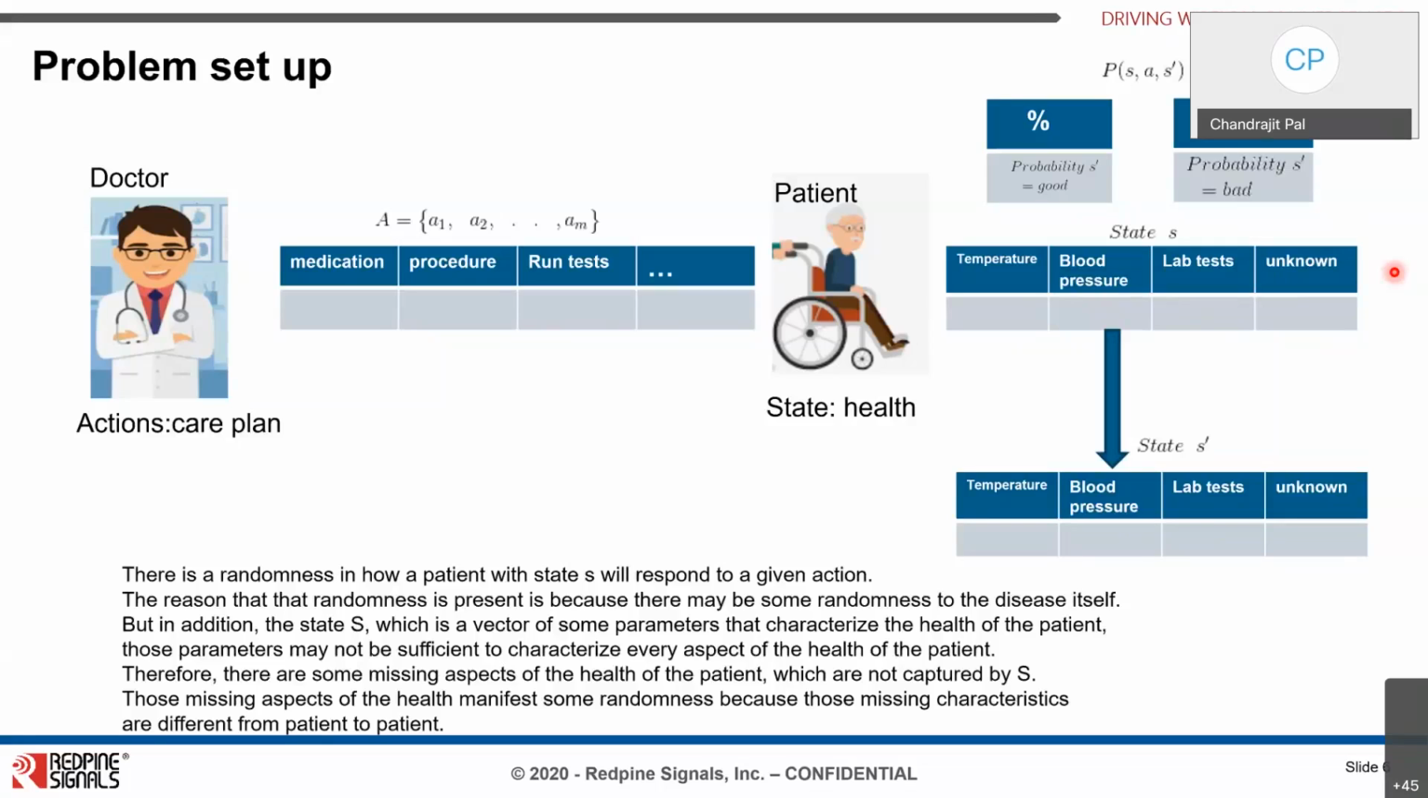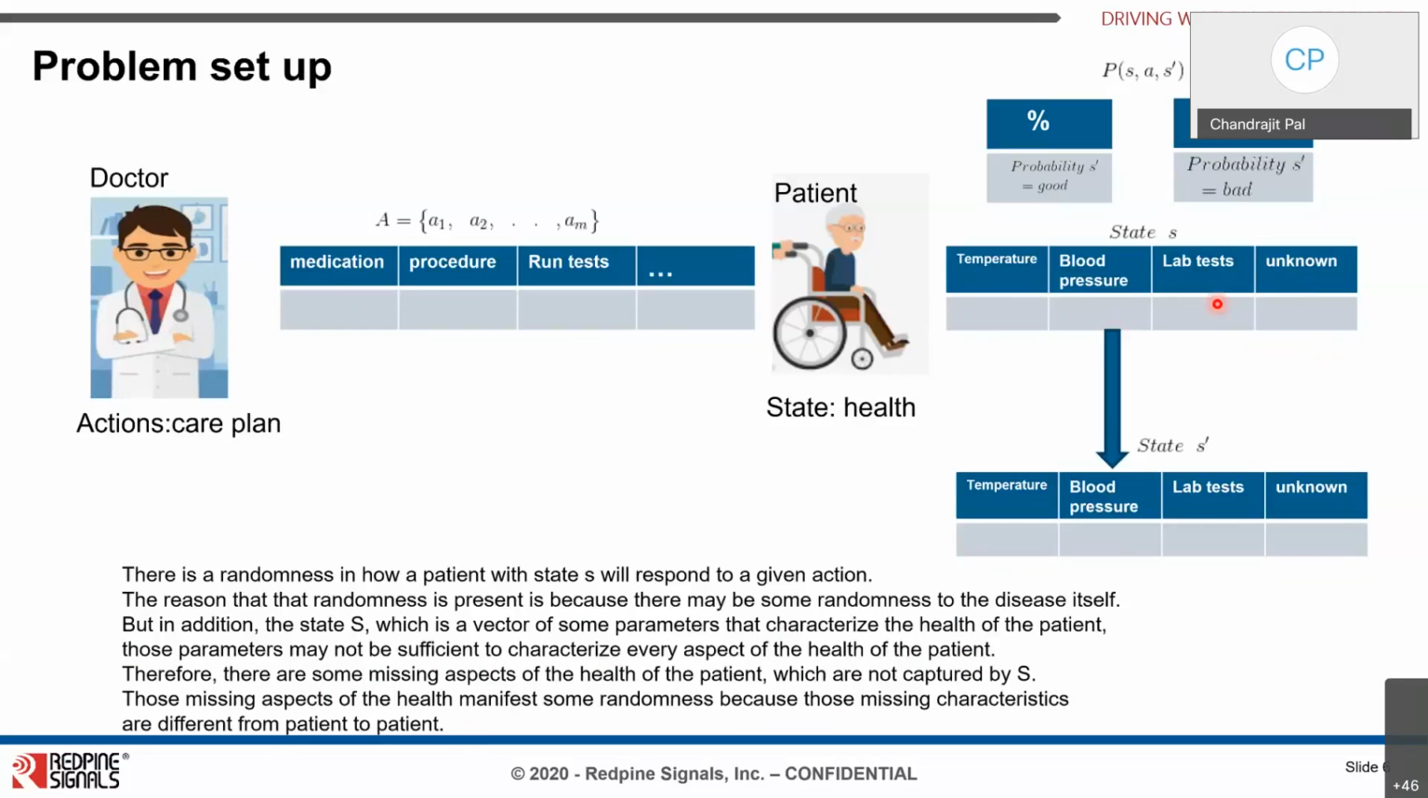Okay, so the reason the randomness is present is that there may be some randomness to the disease itself, but in addition, the state S, which is a vector of some parameters that characterizes the health of the patient, those parameters may not be sufficient to characterize every aspect of the health of the patient. As I mentioned here, there may be certain parameters that are unknown, that are not captured by S. So those missing aspects of the health manifest some randomness, because those missing characteristics are different from patient to patient.